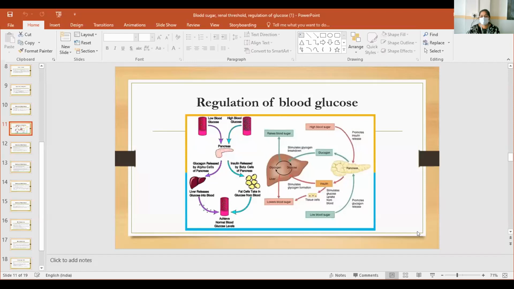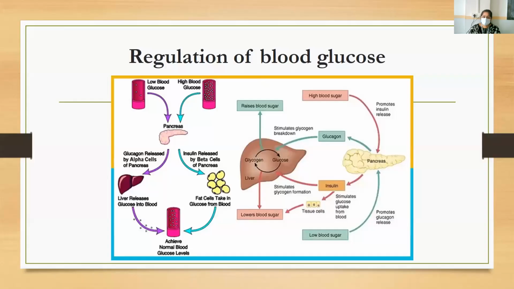So we are going to discuss the renal threshold, which is already done. Now we'll be discussing the regulation of blood glucose. This is something we were discussing yesterday. What happens when the sugar level in your blood goes down, and what happens when your sugar level in the blood goes up? The body itself has its own mechanism to coordinate and bring the sugar level to normal.